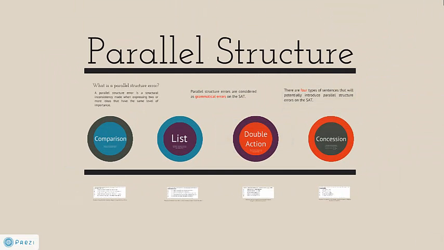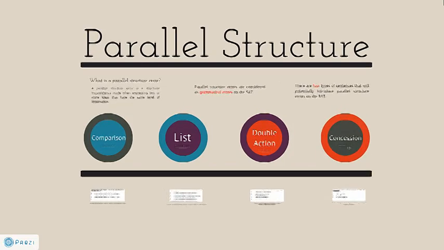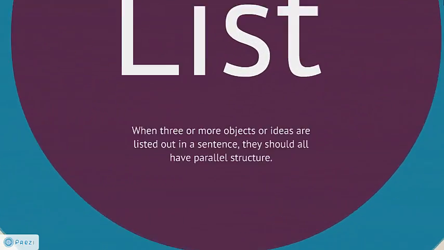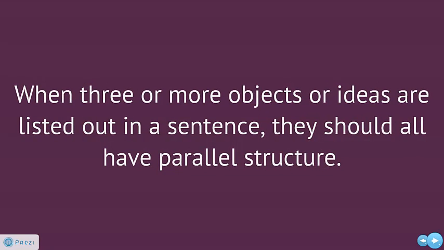Alright, let's move on to the next type of sentence that incorporates parallel structure errors. The list sentence. The example sentence, "I like to eat, to sleep, and to run," is an example of a list sentence. In these kinds of sentences, all 3 objects or ideas that are listed out in the sentence should have parallel structure.